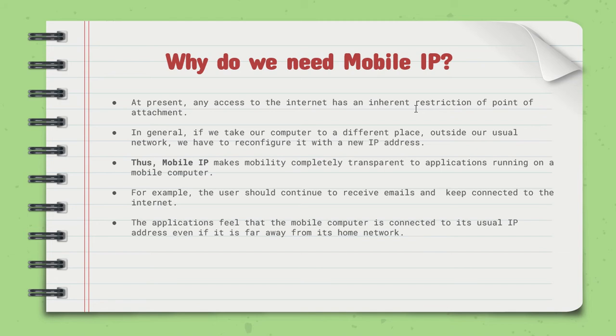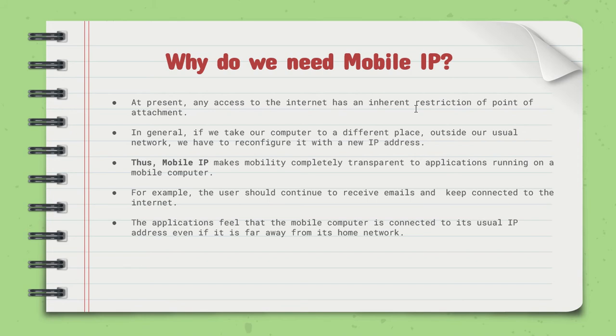Okay, next, why do we need mobile IP? At present, any access to the internet has an inherent restriction of point of attachment. We go to office, university, or workplace and access the internet from a fixed IP address. This IP address may be for a desktop or laptop computer. In general, if we take our computer to a different place outside our usual network, we have to reconfigure it with a new IP address.